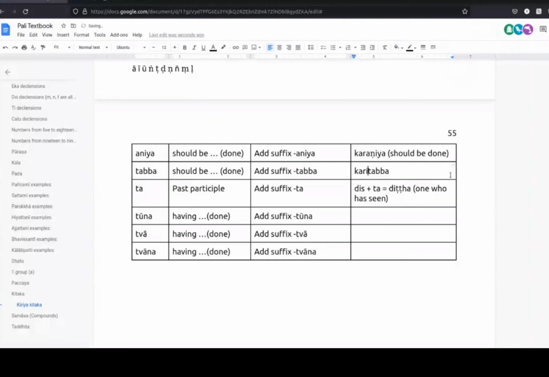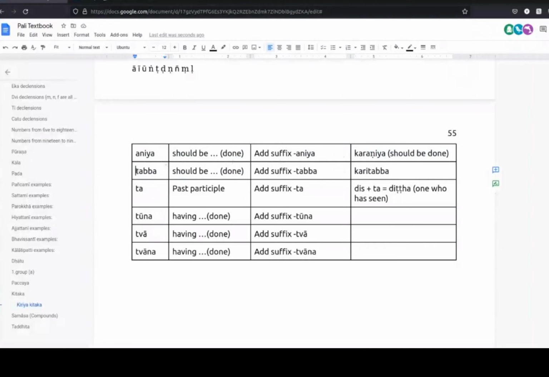As far as I can think, it's always going to be something that should be done. It's not someone who should do something. Yeah, these are passive in the sense of it's the thing that should be done. Anyway, they're used interchangeably. Good things to remember because you're going to see these all over the place. Roots with aniya, roots with taba stuck on the end of the root means that thing should be whatever the verb is. Should be given, should be done, should be said.